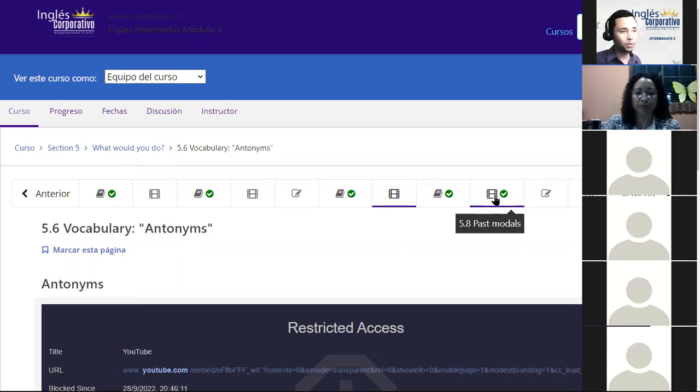Así que por favor, trabajemos en la plataforma. Vemos que ya solo nos falta el último tramo para terminar este nivel.